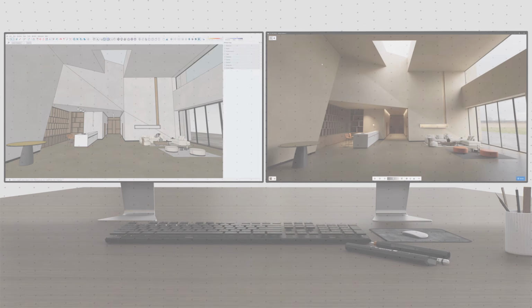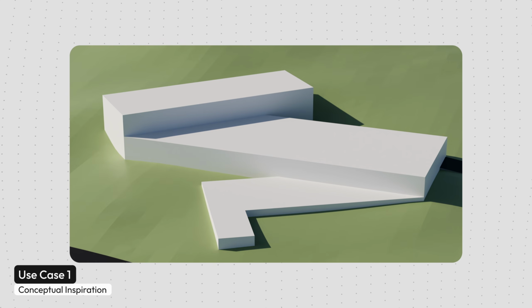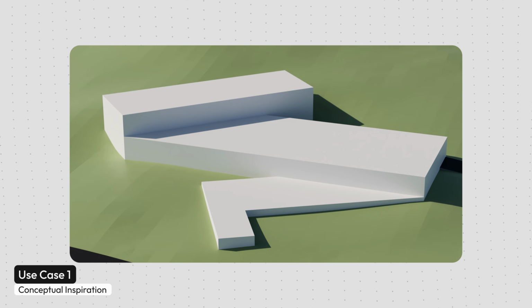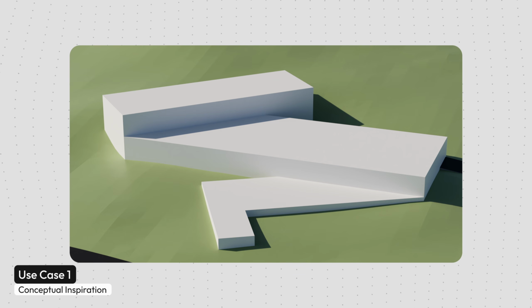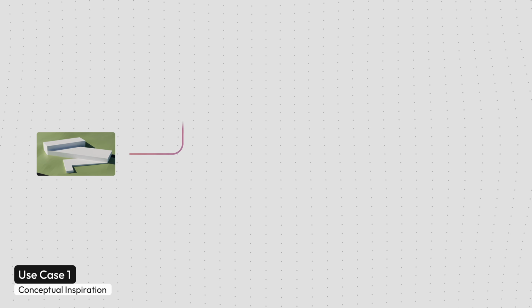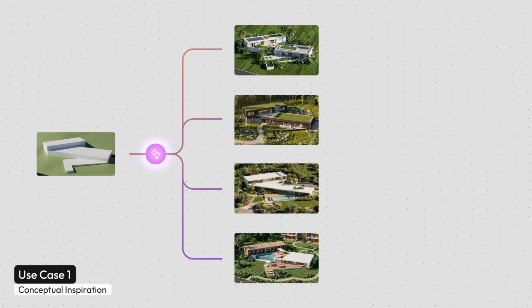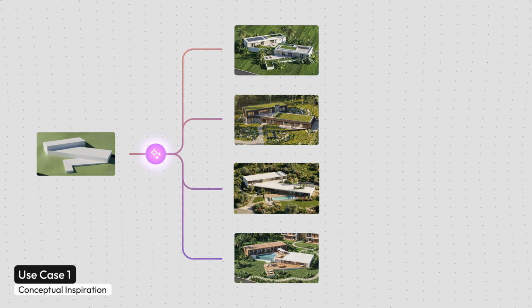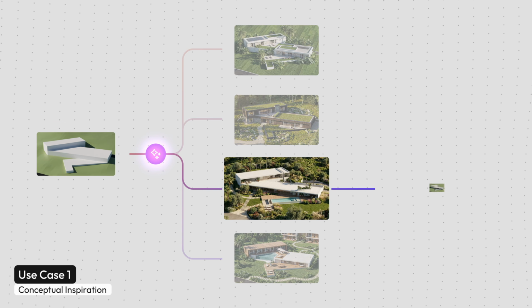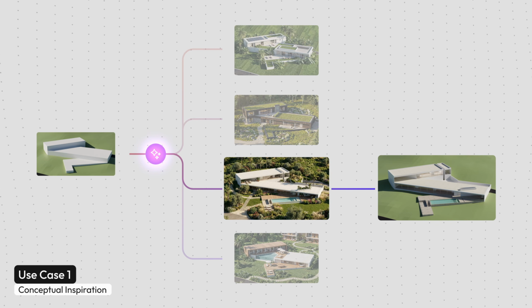Let's first look at the AI mode. There are two main ways to use D5 Lite's AI. Let's start with conceptual inspiration. During the early design phase, when you only have rough massing blocks, you can use AI to quickly output stylistic references. This helps you choose a direction and further refine your model based on the AI-generated forms.